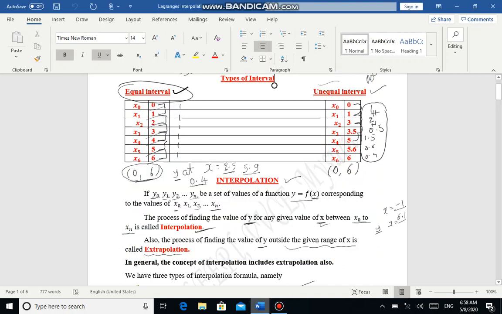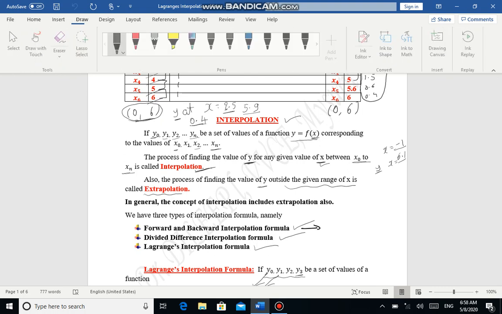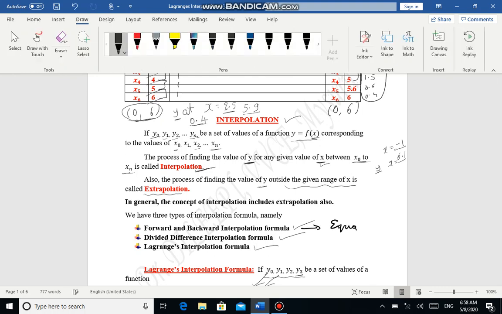Dear students, in the last video I explained types of intervals, interpolations and everything. And last class I told you we have three types of interpolations. The first one is forward and backward interpolation. This is applicable only for equal intervals. And the second one is divided difference interpolation. This is applicable only for unequal intervals.